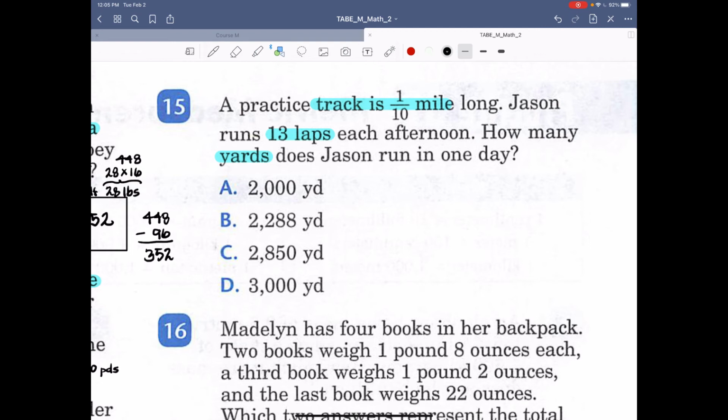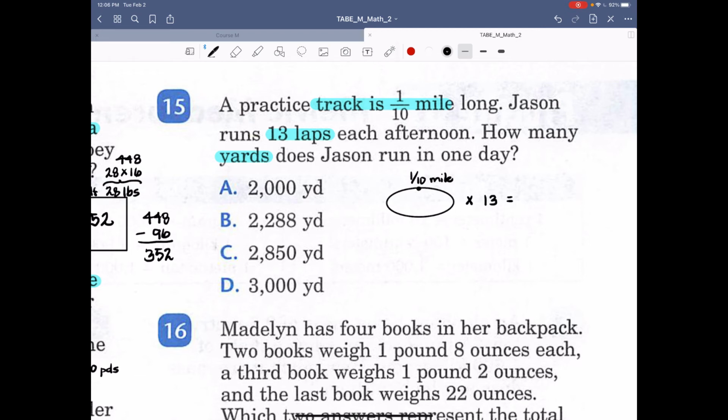So this time, I'm going to make an oval for my track, and it is 1/10 of a mile around that oval. So if he starts here, and he goes around and he comes back to that point, that's 1/10 of a mile. And he does that 13 times.